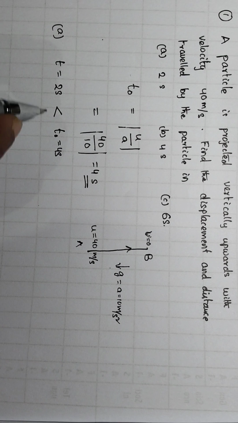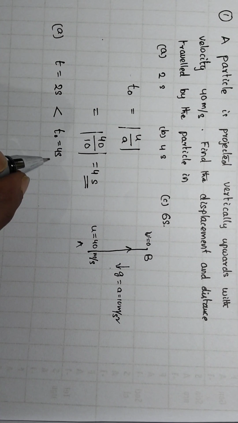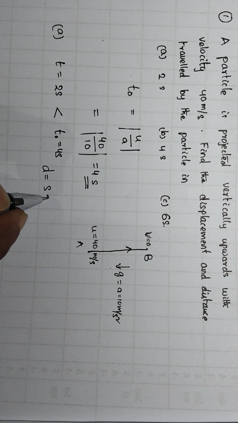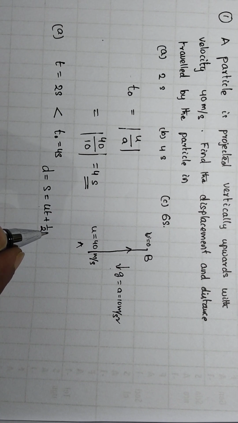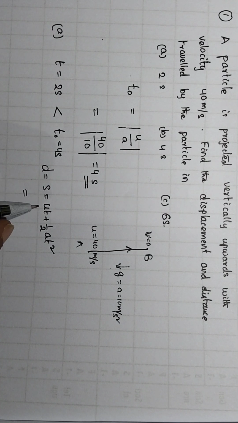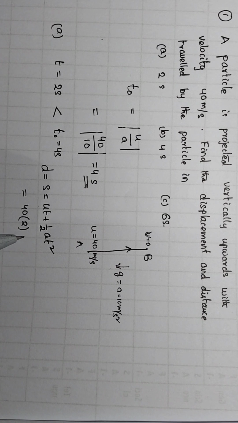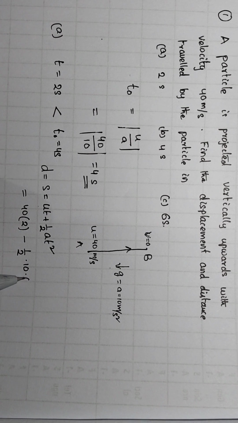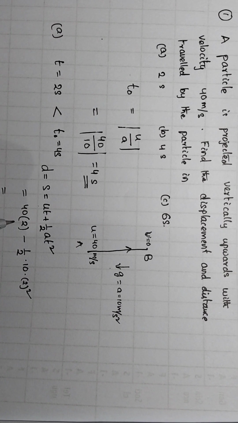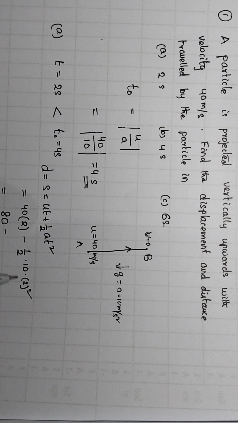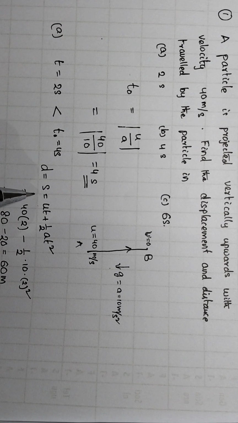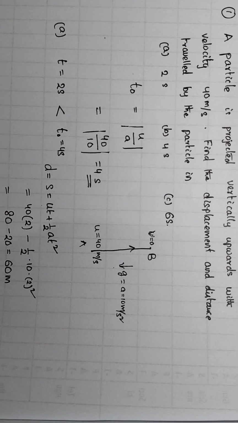So in this case the distance and displacement are both equal, and we should use the formula d is equal to s is equal to ut plus half of a t square. Now use it: u value 40, t is equal to 2, and minus of a, here 10, t square means 2 whole square. So 80 minus 20, that is equal to 60 meters. This is the distance and displacement in this case.